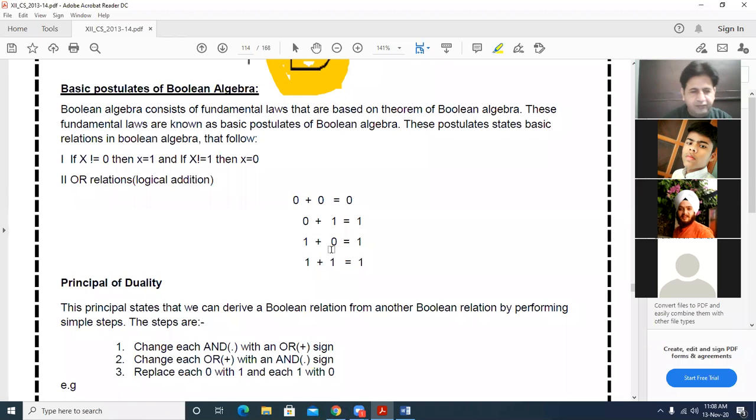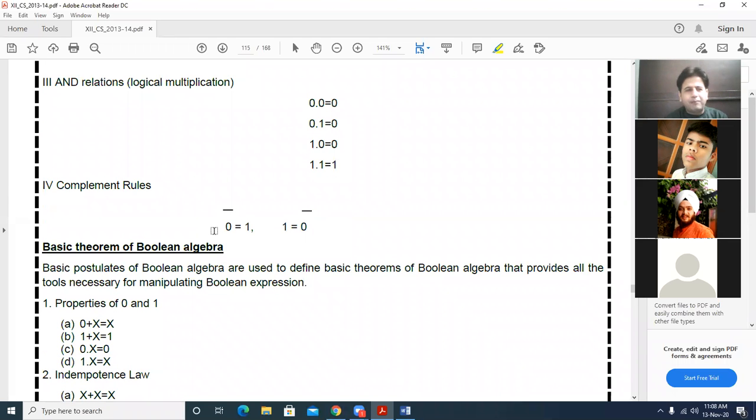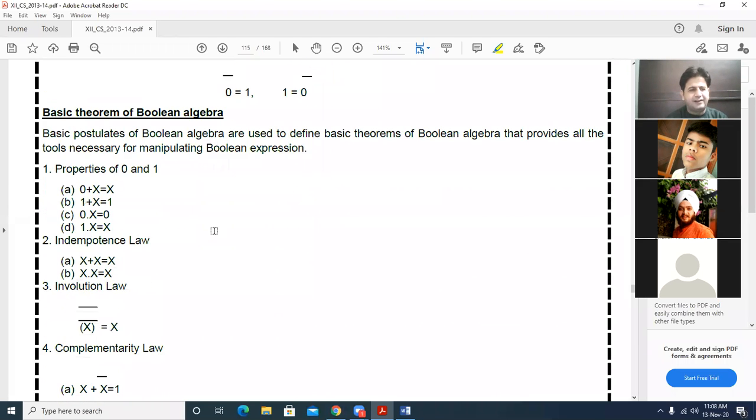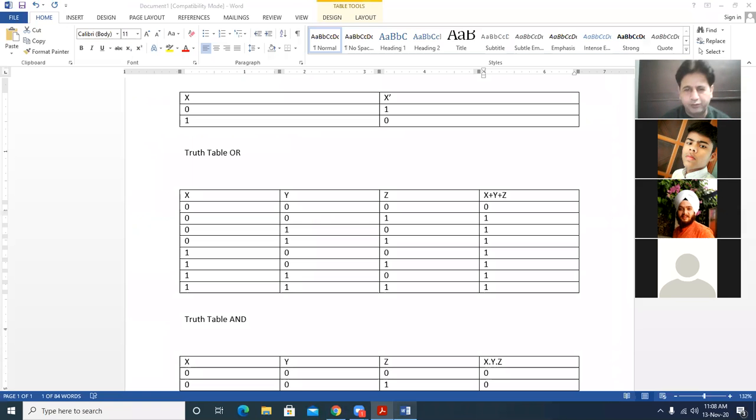Now, there are some principles or properties, we are going to discuss that. One is the property of 0 and 1. The property of 0 and 1 is saying if we add 0 to x, the overall result is x. Property of 0 and 1. Look at here, I am showing you this.